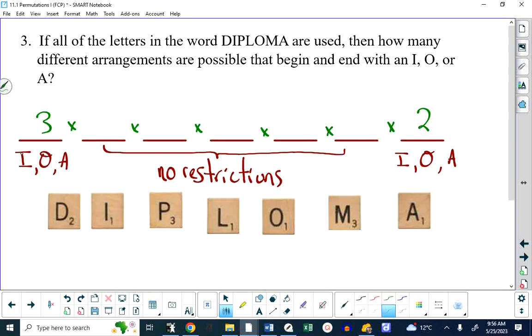Okay, we've used 2. So this will be 5, and then 4, and then 3, and then 2, and then 1. And you multiply that out. 720 is what I get.